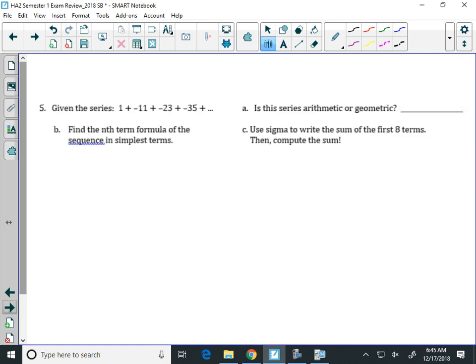All right, number 5 says, again, same kind of thing. Given the series, is the series arithmetic or geometric? My signs are not alternating. I have 1, negative 11, negative 23. It looks like I'm going down. From 1 to negative 11, it looks like I'm going down by 12. Negative 11 minus 12 would be negative 23. So this looks arithmetic.